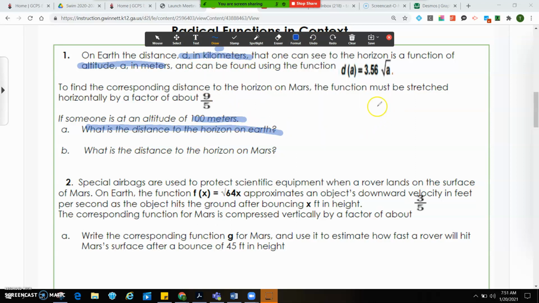Okay, so the first thing I always want to do is make sure that I write down the formula. Okay, and then it tells me that I have 100 meters, and altitude is actually measured in meters. So we got 3.56 square root of 100. Okay, and then it wants us to solve for d. So we're going to have 3.56 times the square root of 100, which is 10. Okay, which if we multiply that out, we're going to get 35.6.